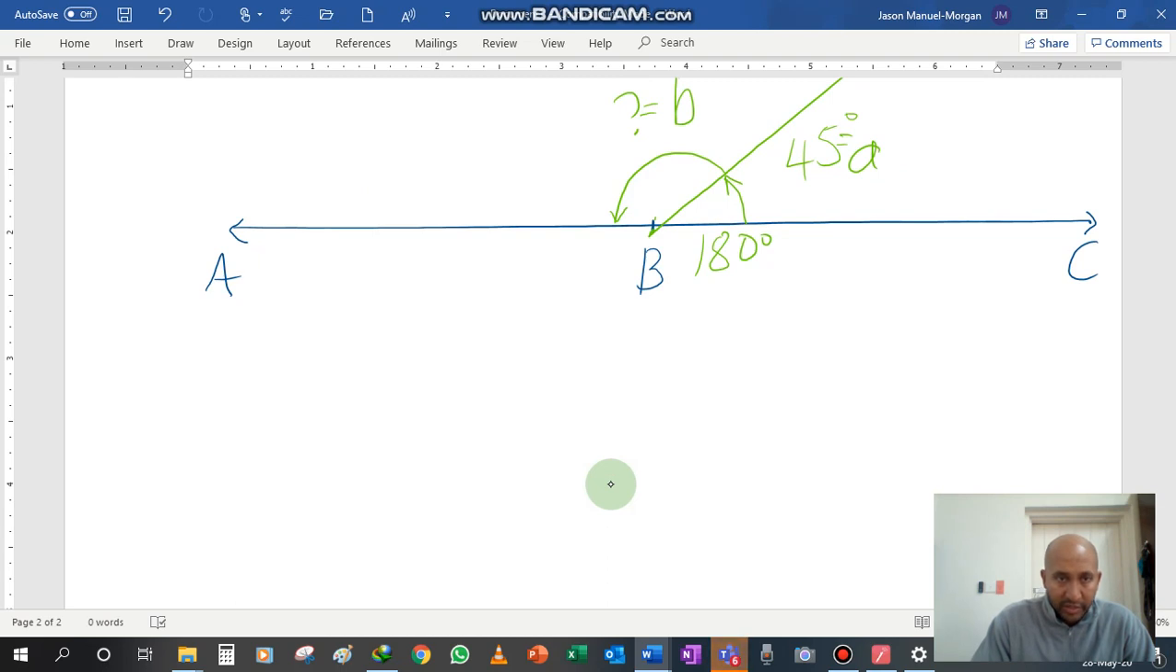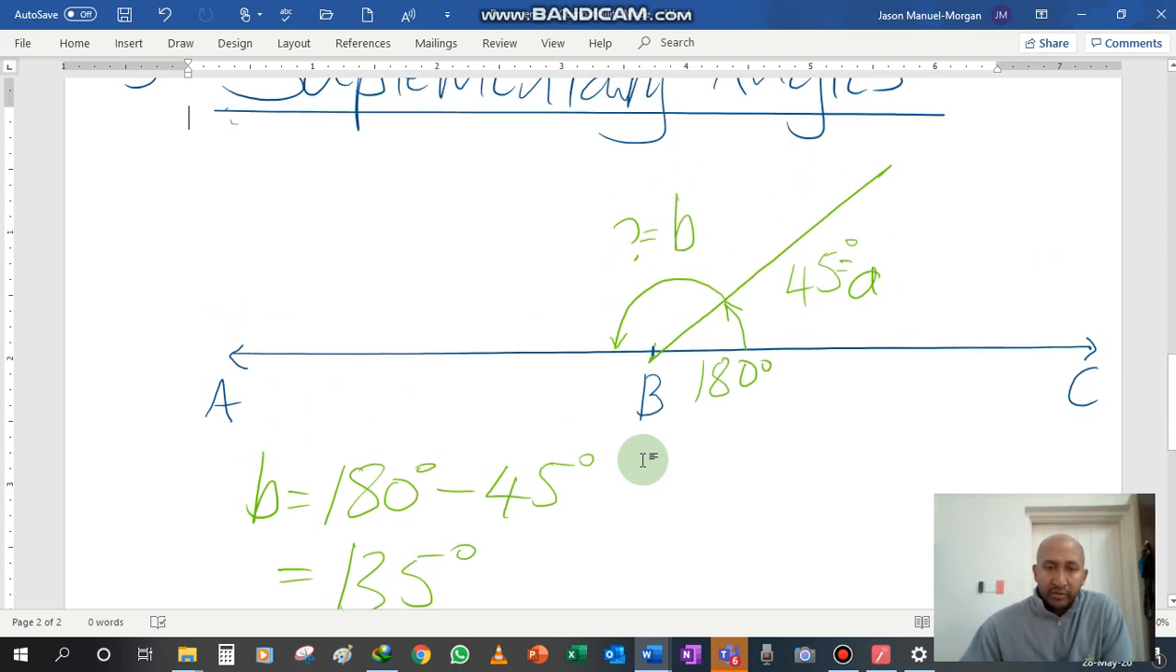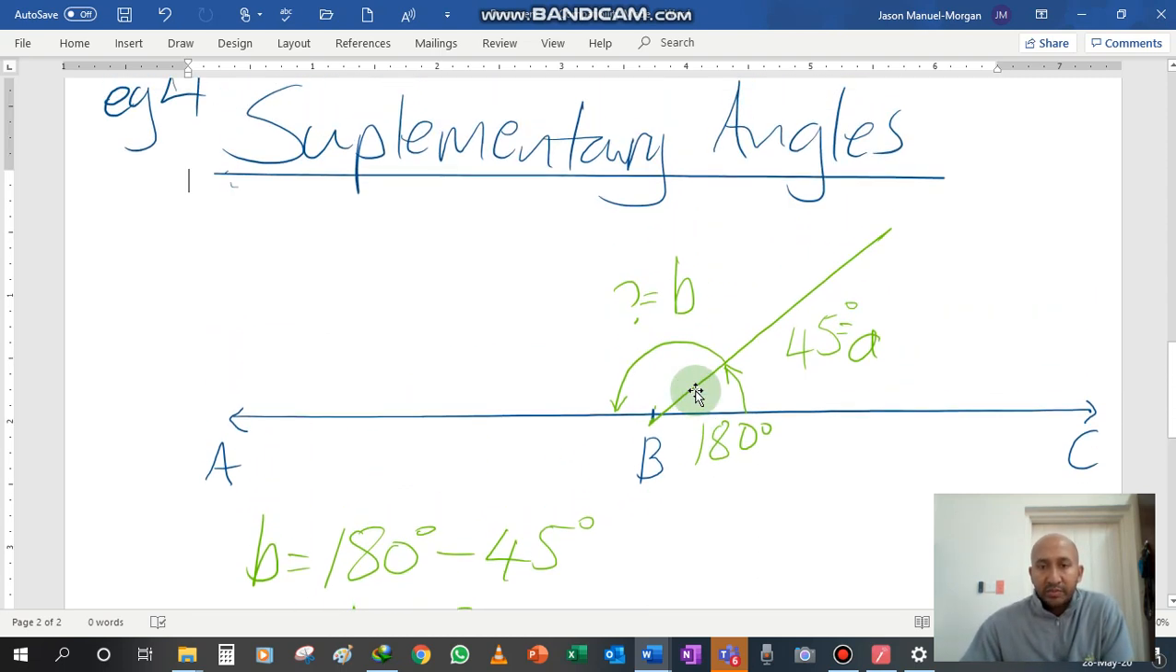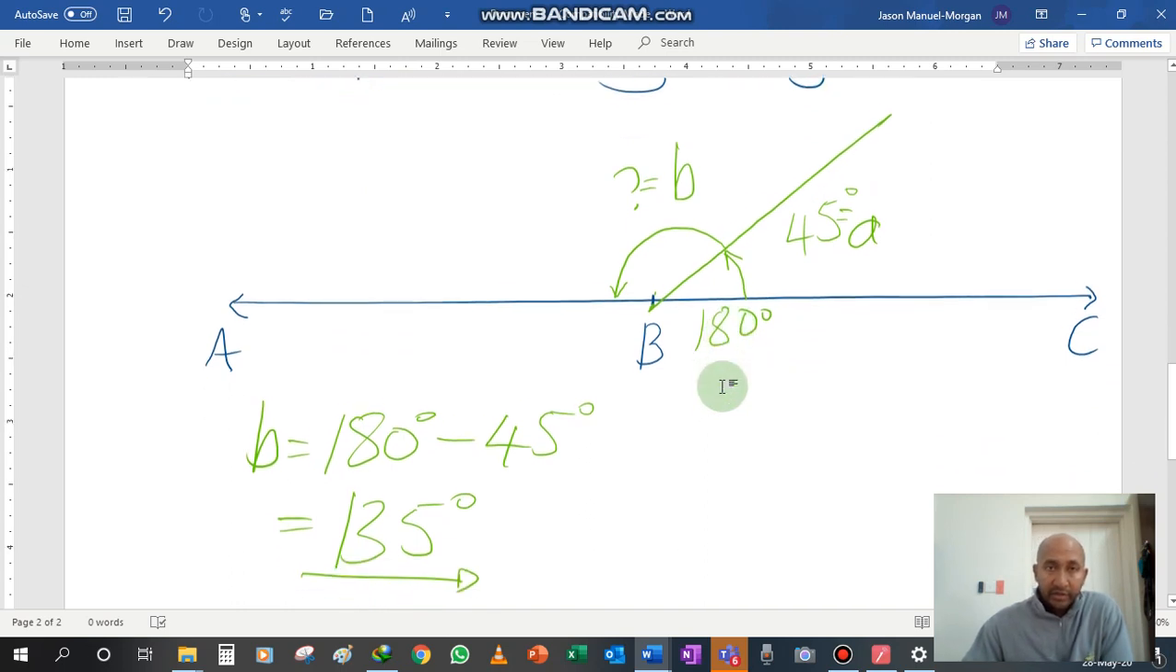Let us look at setting up a formula for this. So we want to calculate the unknown, which is B. We know that our line is a straight line, it's 180 degrees, and we know that part of that angle is 45 degrees. With the simple subtraction sum, we find that the remaining angle is 135 degrees. All supplementary angles will work like this. You will always be subtracting from 180 degrees, and you will be given one of the angles, and then from there it's a subtraction sum to calculate the rest.